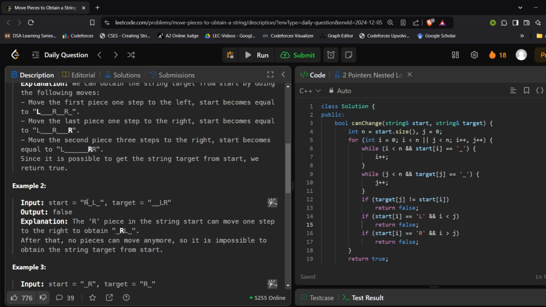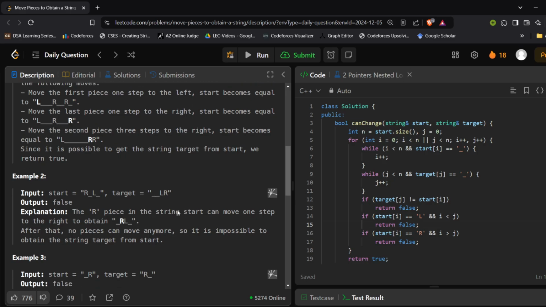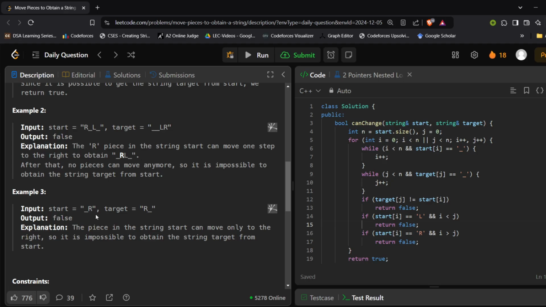In this problem, we see that they are altered, like R is before L. Even if I try to move it, I will only be able to get underscore R L underscore, because only spaces can be taken by R's and L's. So we will never be able to make L and R. One thing to note is that the relative order should remain the same in order to convert them. Another thing is underscore R R underscore. I cannot move this to my left hand side to form this.